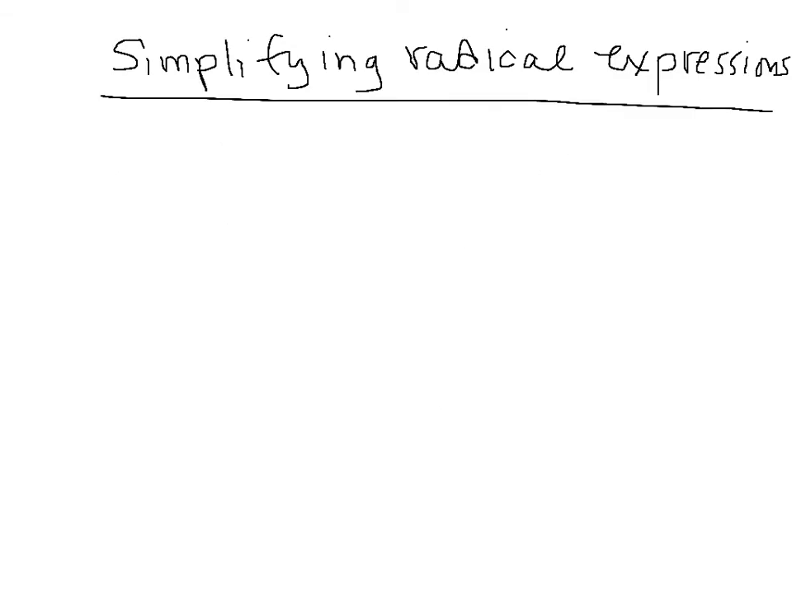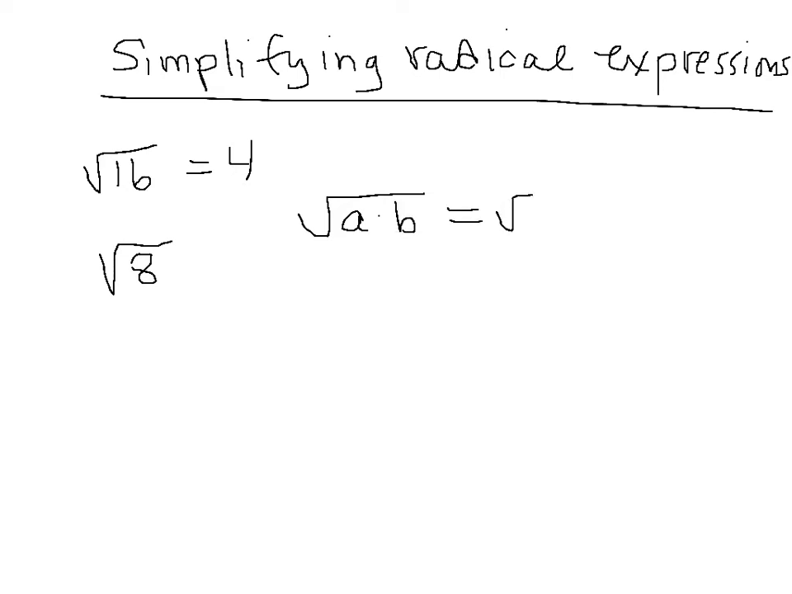Okay, so let's talk about how we simplify a radical expression. Now, if we have something really easy like the square root of 16, that's 4. But how about if we have something like the square root of 8? I should mention that there is a property of radicals that if you have the square root of a times b, that is the same as the square root of a times the square root of b. So the trick on simplifying radicals is to write it as the product of a perfect square and something else.